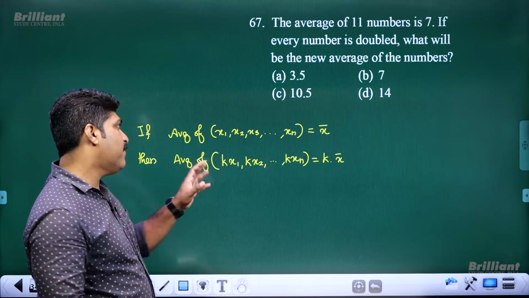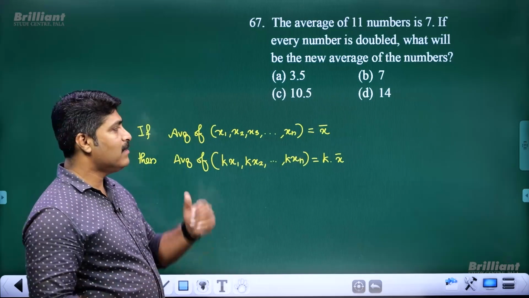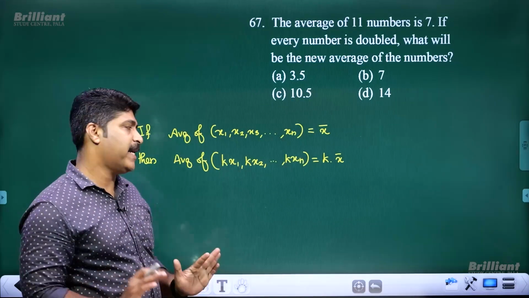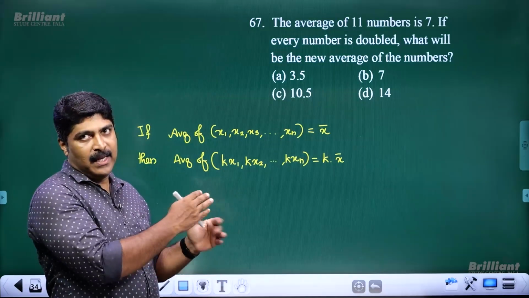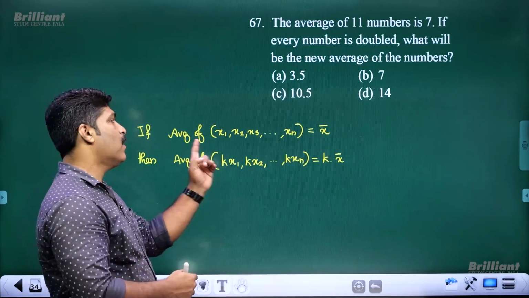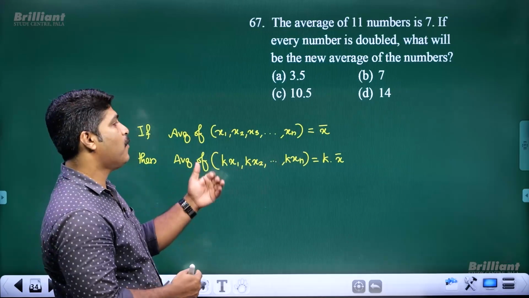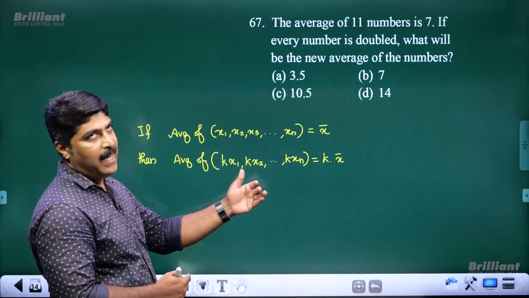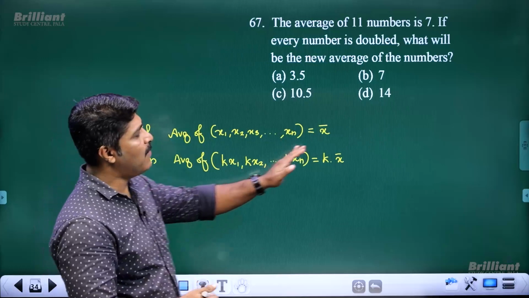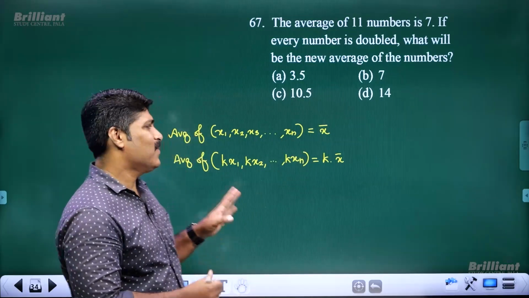So when we divide each term by k, the average is also being divided by k. When we add a certain constant value k to all these quantities, the average is also increased by k, and when we subtract k, the average also decreases by k. So that's the basic property.